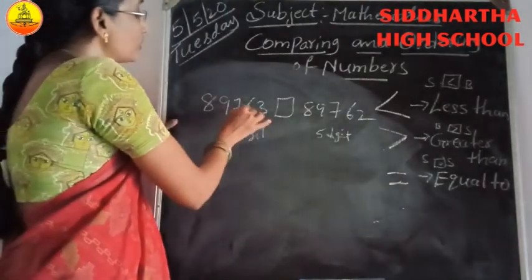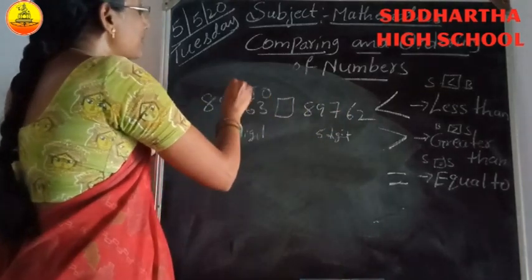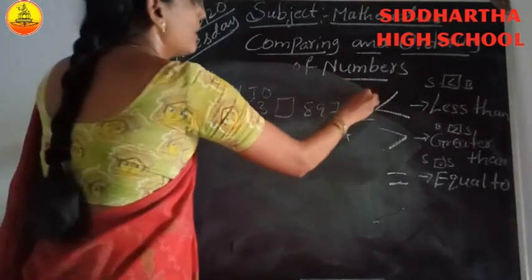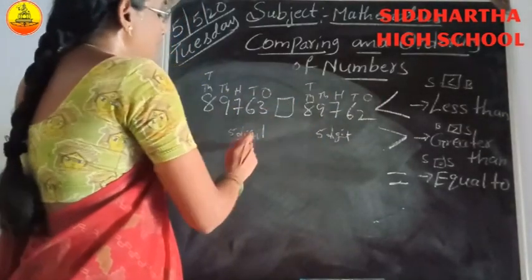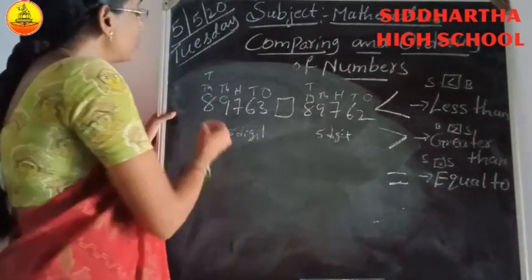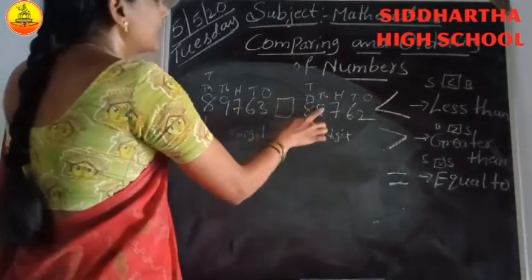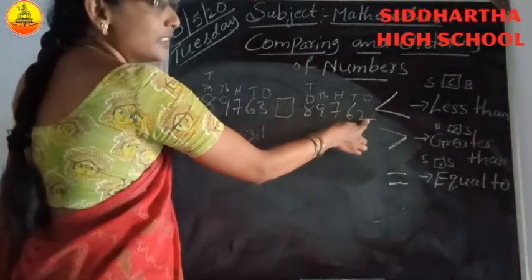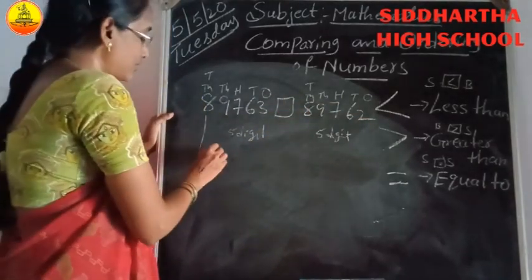Here, 1, 2, 3, 4, 5. 1, 2, 3, 4, 5. Ones place, tens place, hundreds place, thousands place, 10,000s place. Two numbers with the same number of digits doesn't mean the digits are always the same. Once you observe, 8, 9, 7, 6, 3, but here there is a 2, different. When there is a difference, it will be compared by the place values.